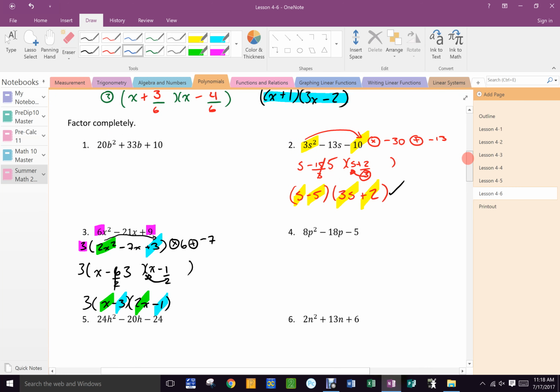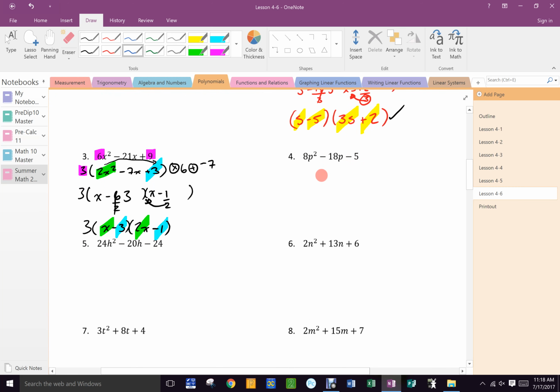And again, I am going to use my method. If you wish to try something else, go ahead and try it. But I'm going to use my method, which is 8 times 5. So I need to multiply to what? Negative 40. And add to what? Negative 18. What is it? 20 and 2. Right? So I have p plus 2 over 8. And p minus 20 over 8.